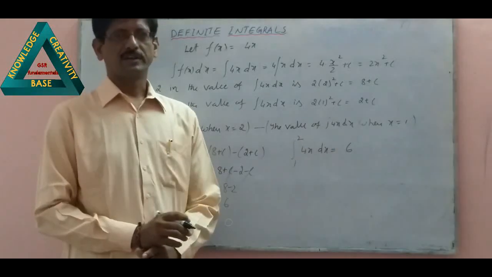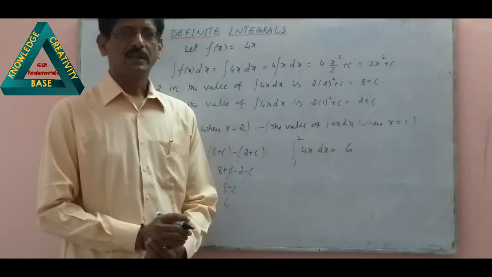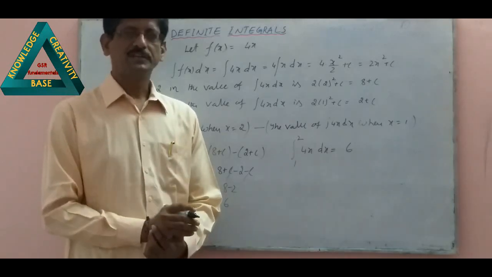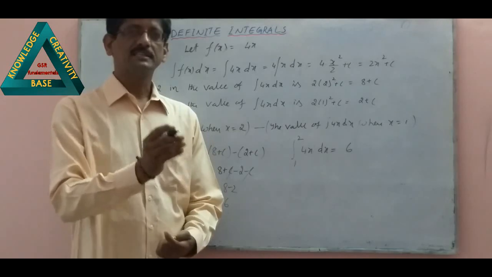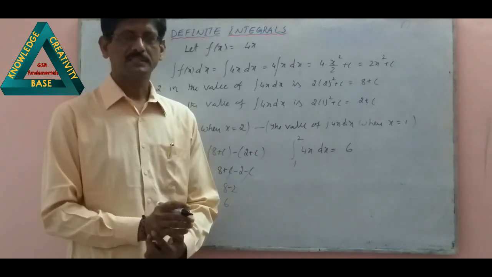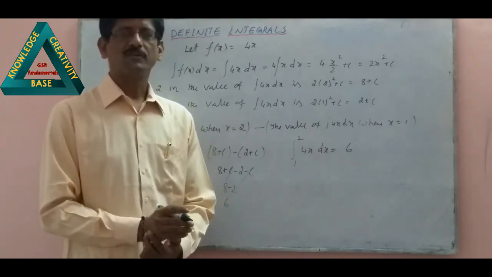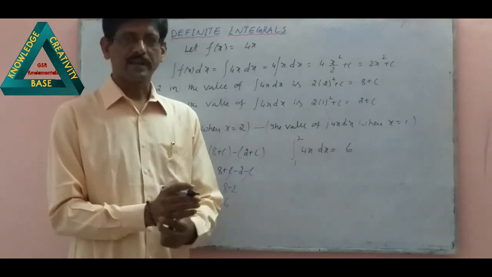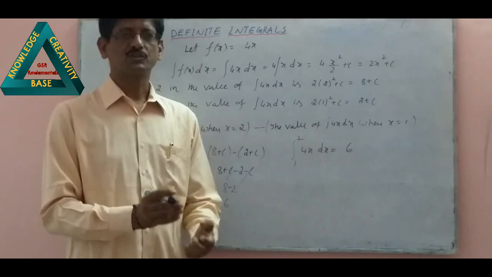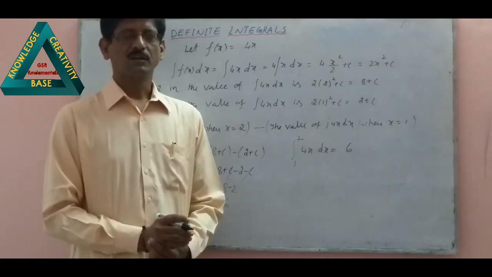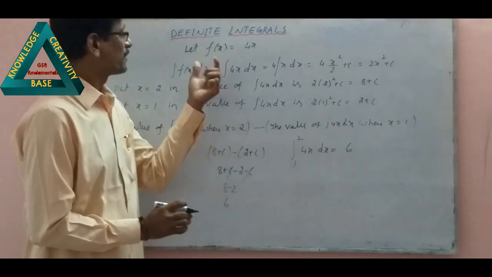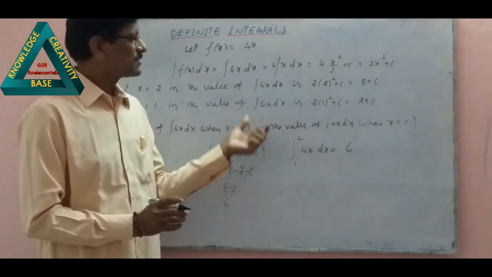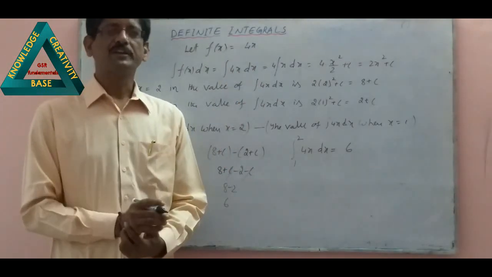So this is called definite integral. What is the definite integral? The integral value of f of x dx when x is equal to some value, minus the integral value of f of x dx when x is equal to some other value. Subtracting these two, we get some value. This is called definite integral. This is a general example of the definition of definite integral.